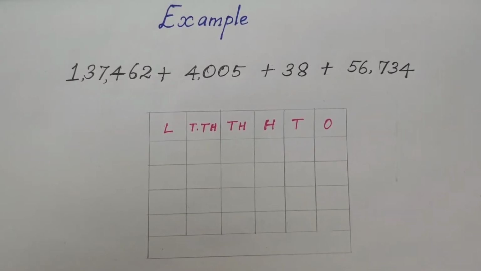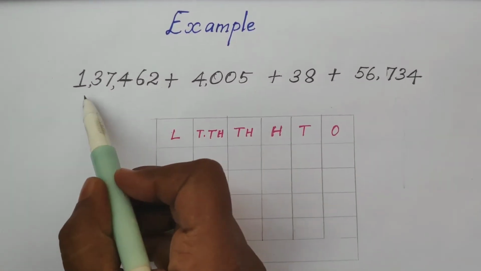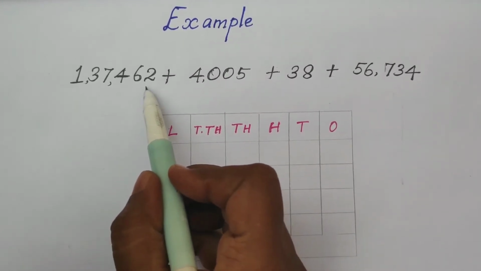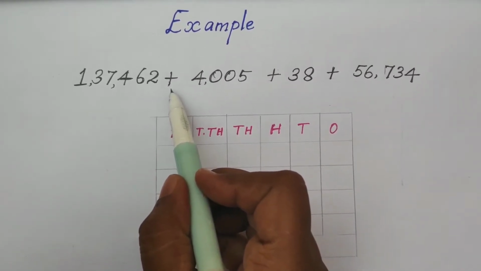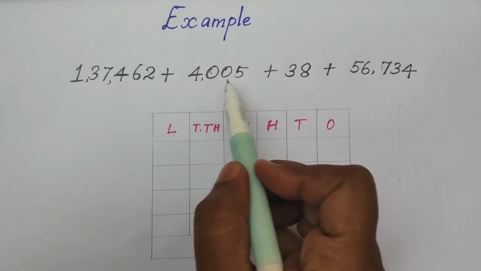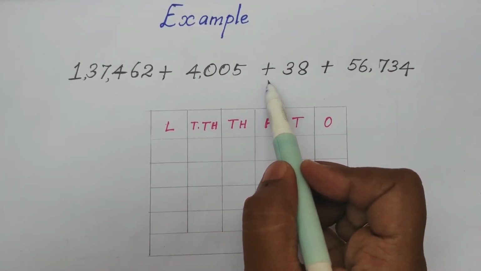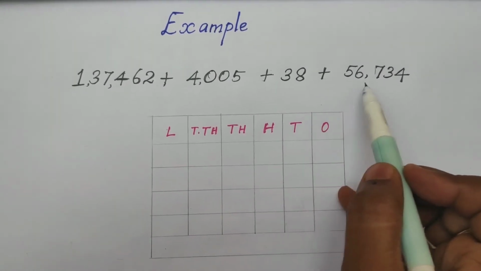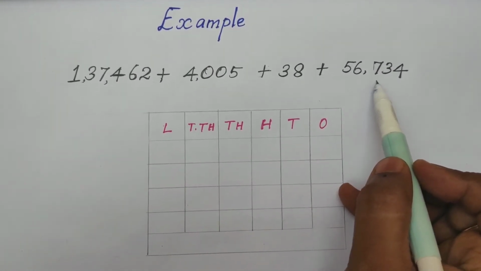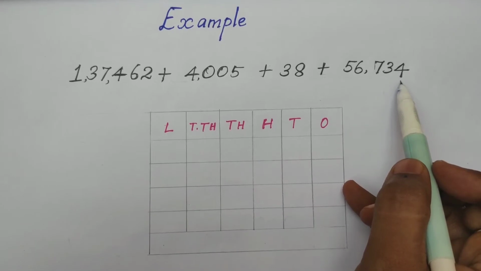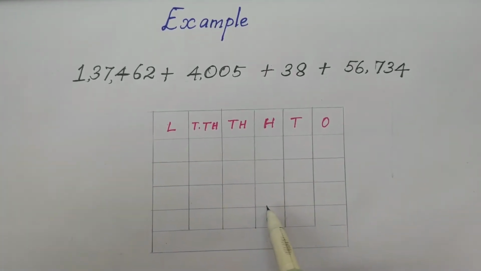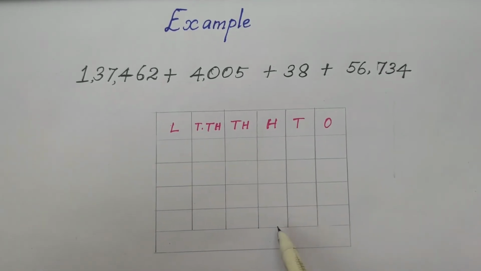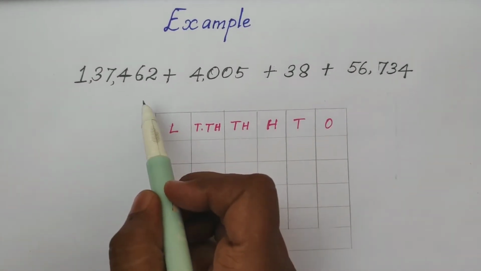The numbers given here are 1,37,462 plus 4,005 plus 38 plus 56,734. Now, I have drawn the place value table here. We are going to place these numbers in the place value table. So, let's start with the first number.